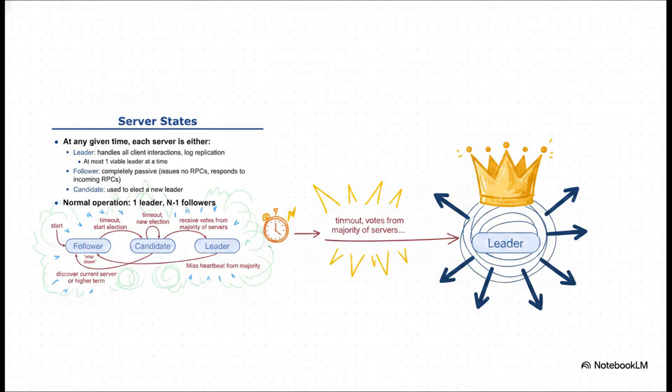Okay, so every server can be one of three things. Most of the time, they're followers, just passively getting updates from the leader. But if a follower goes for a certain amount of time, it's called an election timeout, without hearing a peep from the leader, it starts to get suspicious. It assumes the leader has failed. At that point, it switches its state to candidate and kicks off a brand new election. And if it wins, it becomes the new leader.